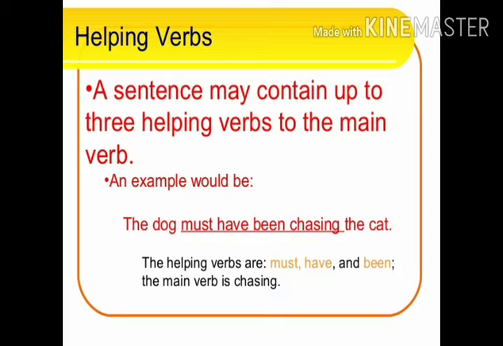A sentence may contain up to 3 helping verbs with the main verb. So in many sentences you can see that 2 or 3 helping verbs are there with the main verb. For example, the dog must have been chasing the cat. So here must, have and been are the helping verbs. Chasing is the main verb here. So you can see that 3 helping verbs are being used in this sentence.